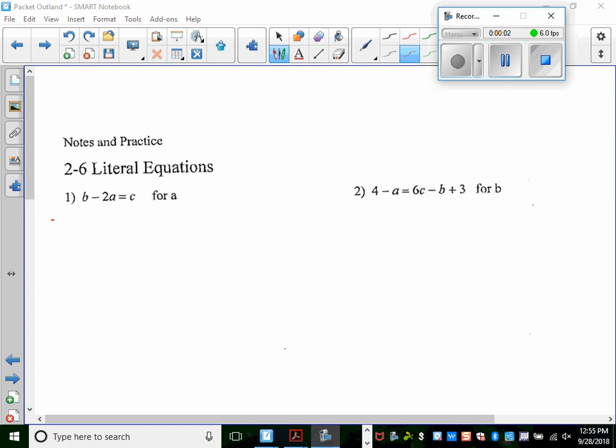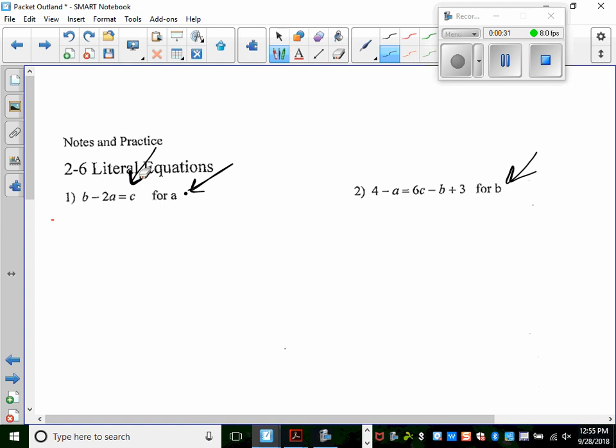This is page 18. Notice that right here, it'll tell you what you're solving for. It doesn't say the actual word solve, but it says, you know, for A, we need to isolate A. This one says isolate B. So it has to tell you what variable to isolate because there's more than one variable in the problem. Okay. So right now, the problem has been isolated for C because it says equals C.